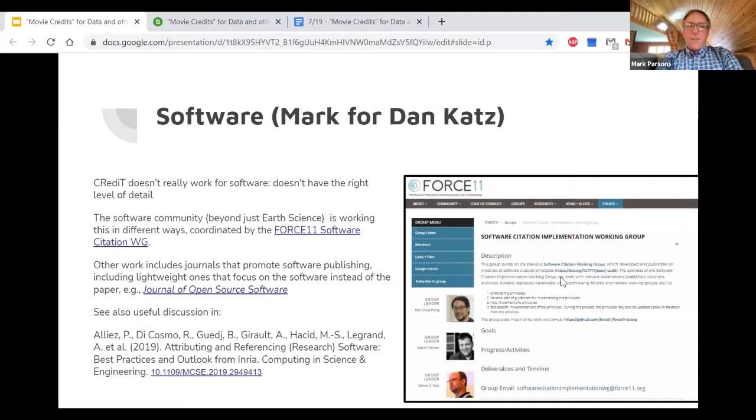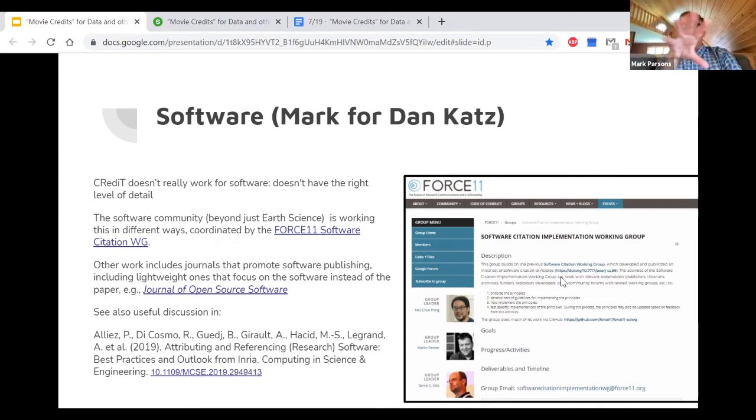The bottom line is, for software, credit doesn't really work. I mean, the credit taxonomy doesn't really have the right level of detail. And moreover, the software community, not just earth science, people who are developing software, are working on this in different ways. And it's largely coordinated by the Force 11 Software Citation Working Group, which is linked there. If you're not familiar with Force 11, it's an international community looking at these sorts of issues of data and software sharing and publishing and so forth.